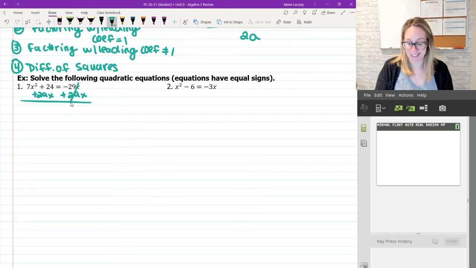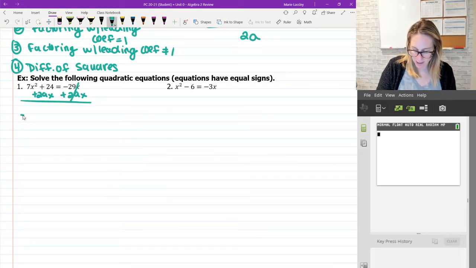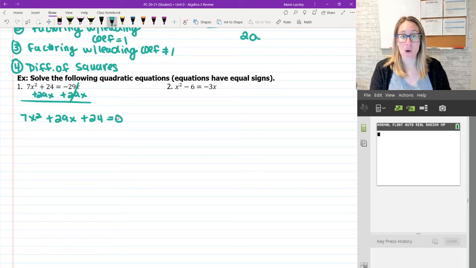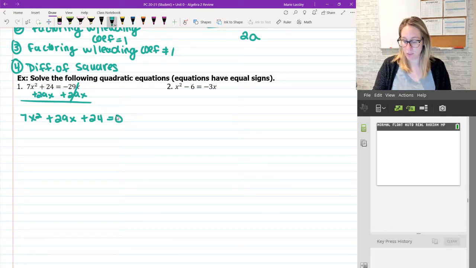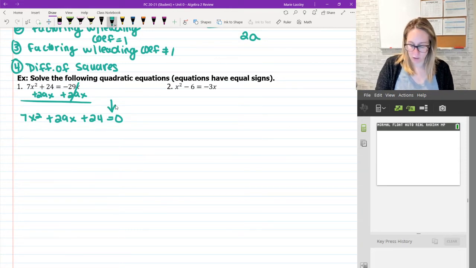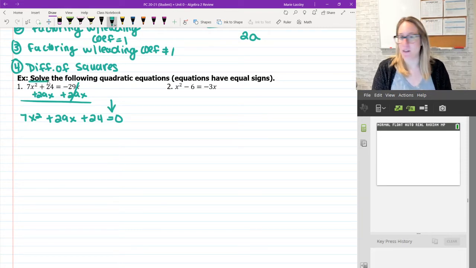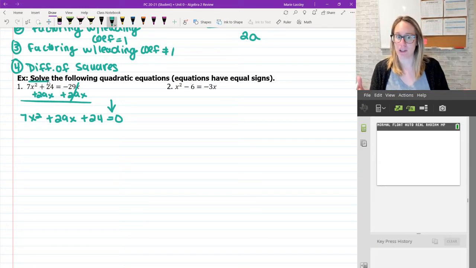All right, so now it's a 0 over on this side, and we have 7x squared plus 29x plus 24 equals 0. Now, I know that I am solving something at this point because I have an equal sign. You can't solve if it's not an equation. These are equations because they have an equal sign. That is when you know that you can solve for stuff.